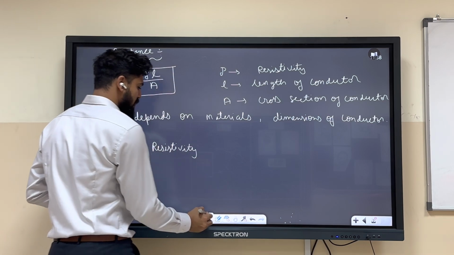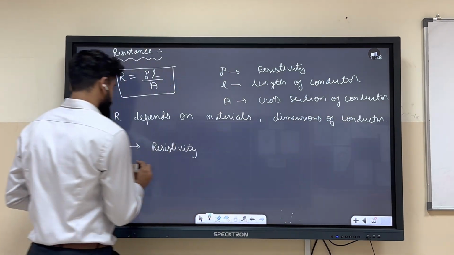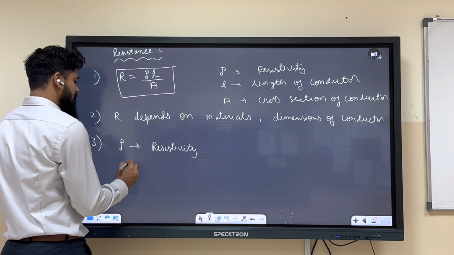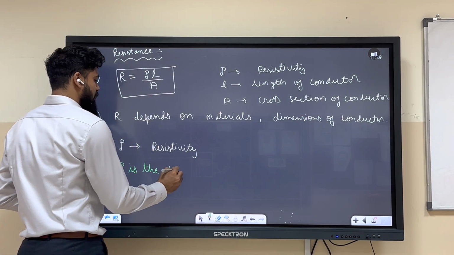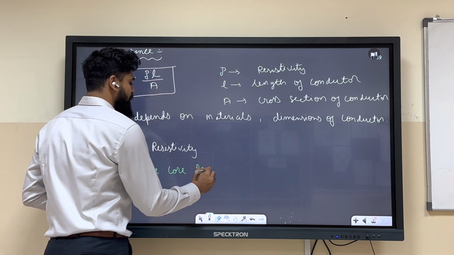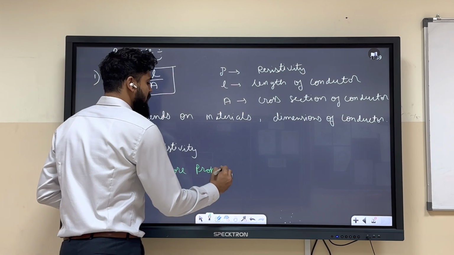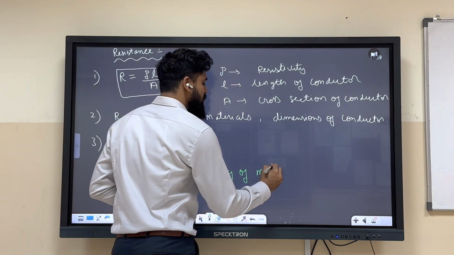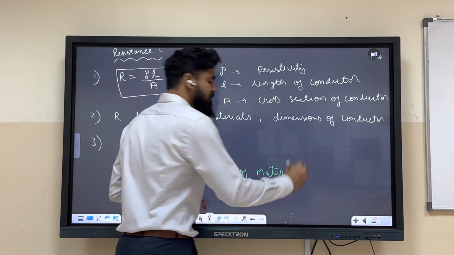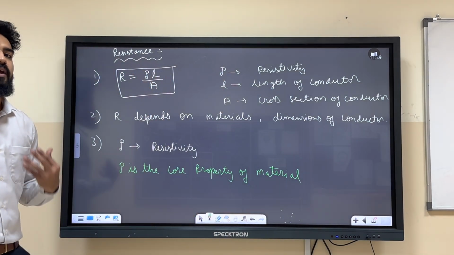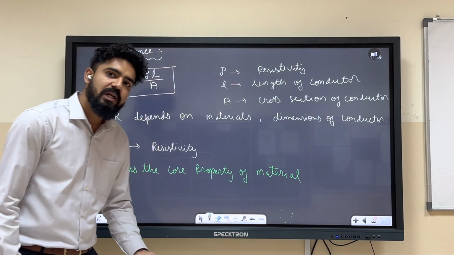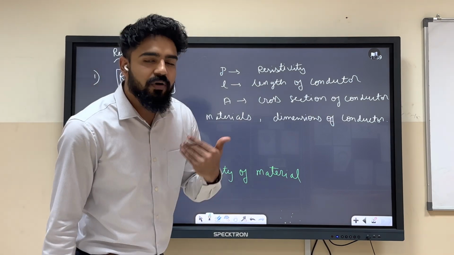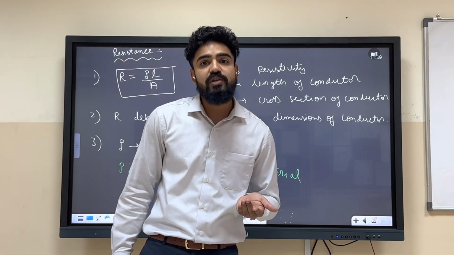Resistivity. Okay, resistivity, rho, is the core property of a material. Rho only depends on what? Your conductor. It will not change with dimension.